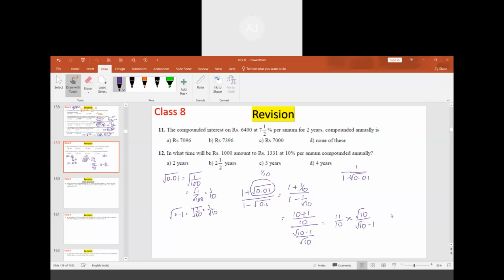Sir, we can cancel root 10 with the denominator 10. We can get root 10. If you want to write this as root 10 into root 10, there is no issue. One of them gets cancelled. It becomes 11 divided by root 10 times root 10 minus 1. Sir, here 11, 10 minus root 10. 11 divided by, when you multiply this, it becomes 10, and this becomes root 10. This is the final answer. Furthermore, you cannot do anything here.